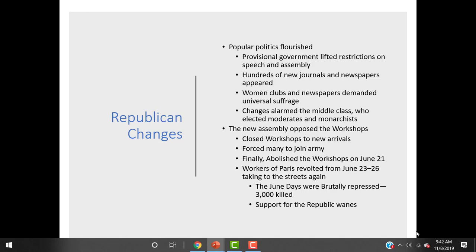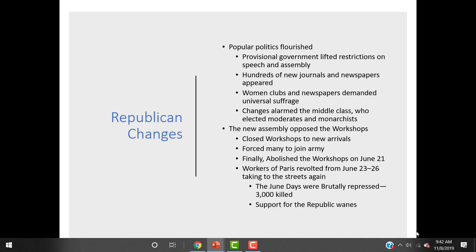Provisional governments lifted restrictions on speech and assembly. So we no longer have to have banquets. Now we can just assemble. And there were hundreds of new journals printed and newspapers appeared. Women's clubs and newspapers began demanding universal suffrage, not just universal manhood suffrage.